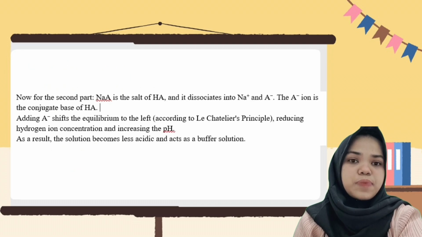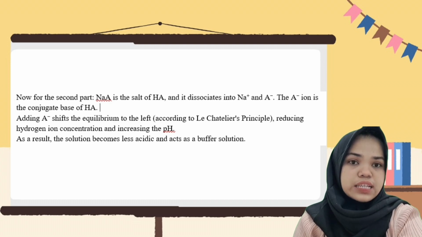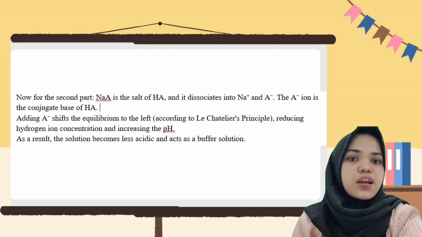Now for the second part, NaA is the salt of HA and it dissociates into Na plus and A minus. A minus is the conjugate base of HA. Adding A minus will shift the equilibrium to the left according to Le Chatelier's principle. This reduces the hydrogen ion concentration and increases the pH. As a result, the solution becomes less acidic and acts as a buffer solution.